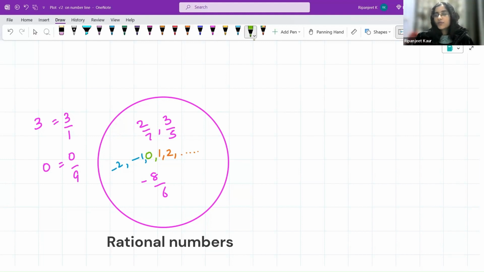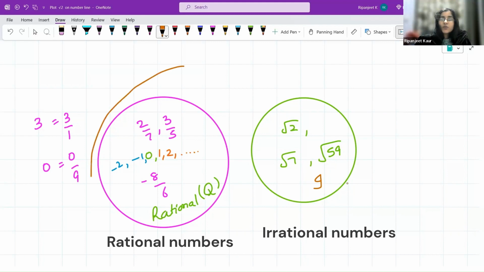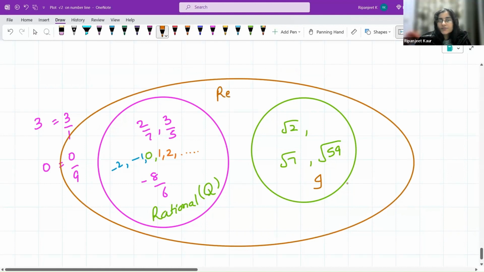And there was another type of numbers which were irrational numbers. √2, √7, √50, let us say. All of these are irrational numbers. So these are rational, represented with a Q, right? And there are irrational, represented with I, right? And these all were coming under what thing? Yes, the set of reals, real numbers, represented with R. Okay, so now we know this.